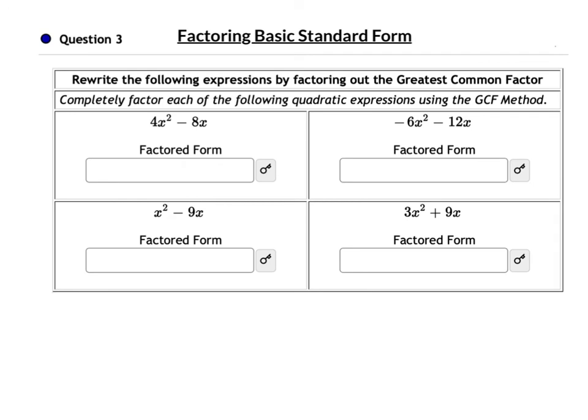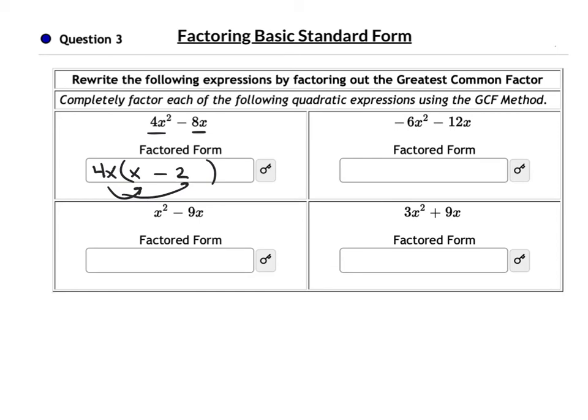Question 3 is a review of greatest common factor. Notice how 4x and 8x both have a 4 in them. The greatest common factor is 4, and they both have an x in common. 4x times the first spot makes 4x squared. Well, I need one more x to make x squared, minus 4x times the second spot makes 8x. That would be a 2.